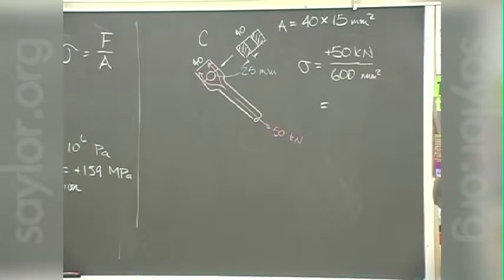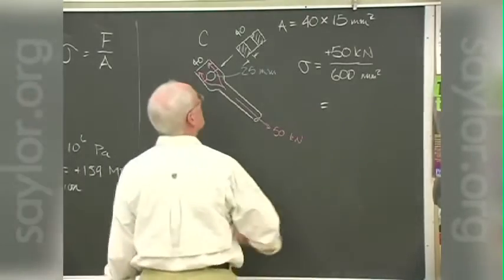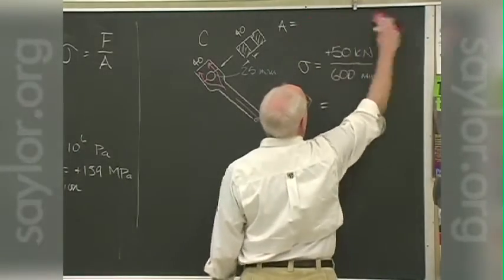Something's wrong with that. That's not the number I had. What did I do? Something's wrong there. I put in 50 kilonewtons as 50,000. Oh, it's in millimeters. No, this isn't right at all.